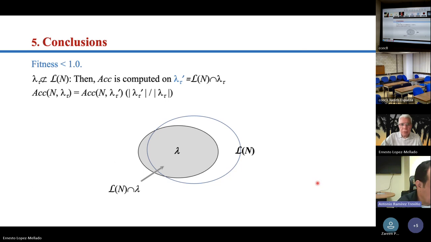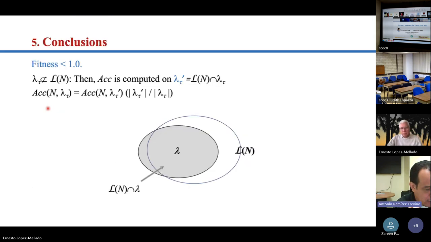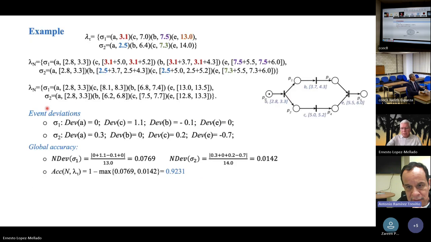Okay, thank you, Professor. Is there any question from the audience? No? I have a question. Have you considered other time approaches for Petri nets? In this case, you are using time windows associated to the transitions, but maybe you could use Gaussians or other distributions that may be better for this case.